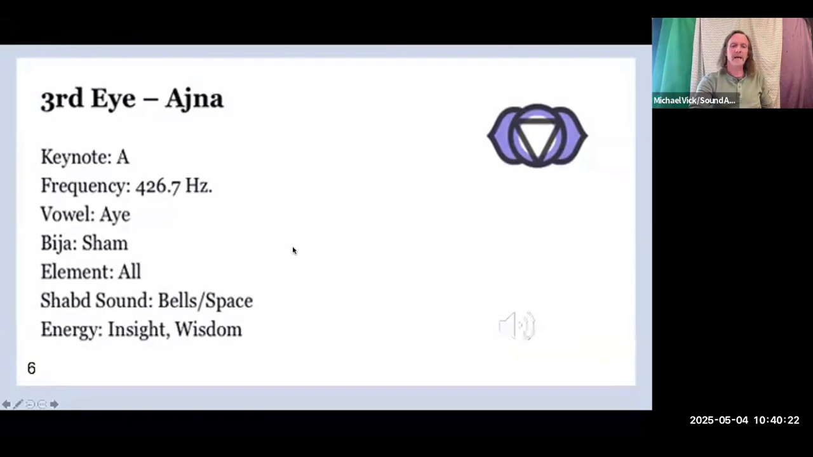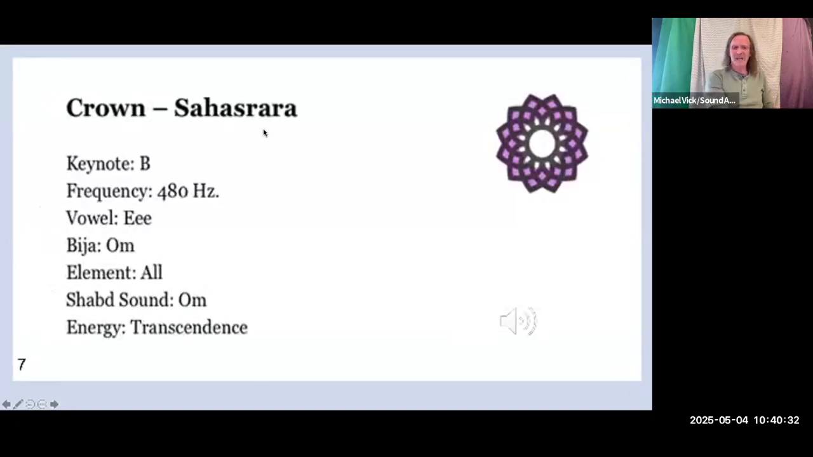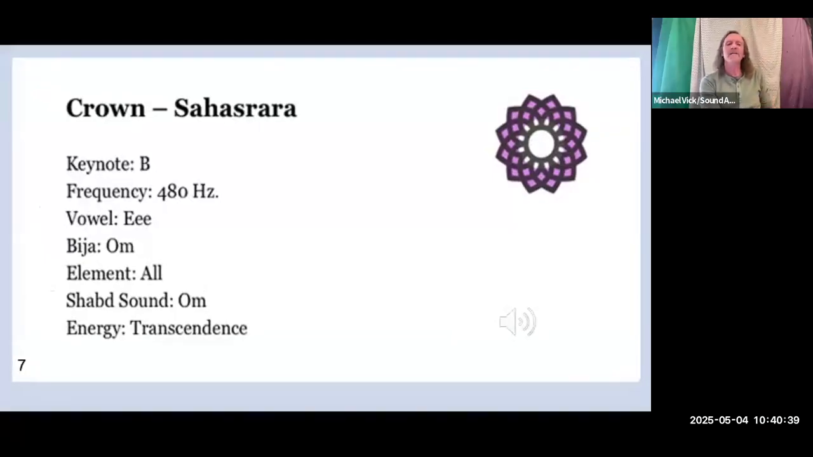And as you can see, that's with insight and wisdom, the third eye. And now for the seventh chakra, we're going to go Sarasrara. I'm not Indian, but when they say it, boy, it rolls off the tongue like a mango lassi. So with that, the Shabad sound is Om. But the vowel is E. And this is a B at 480 hertz.